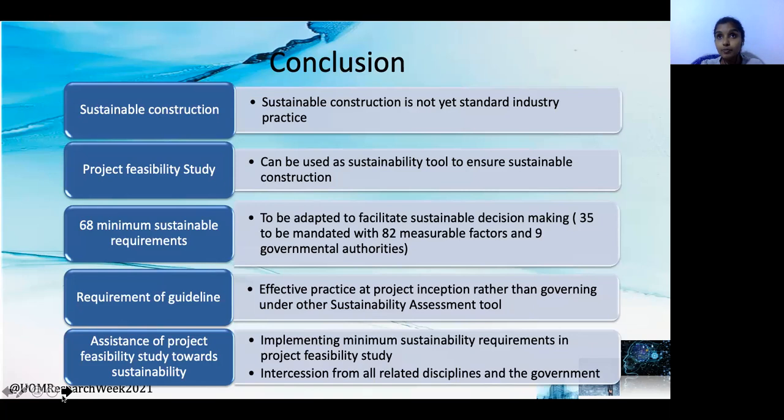and to ensure that the clients are following, that they are having a legal base that they are pushing towards to implement sustainable construction. So the study used the project feasibility study as a tool to ensure sustainable construction, ensuring the benefit environmentally, socially, and economically, considering the right group of criteria.